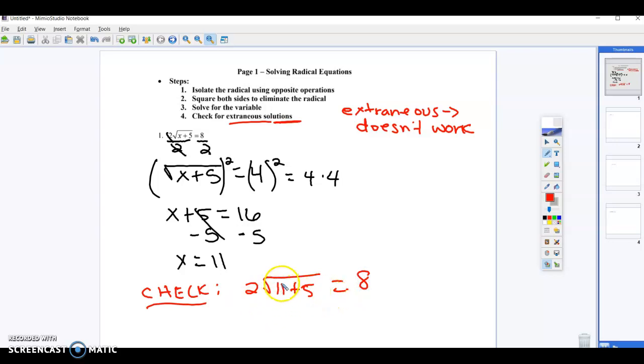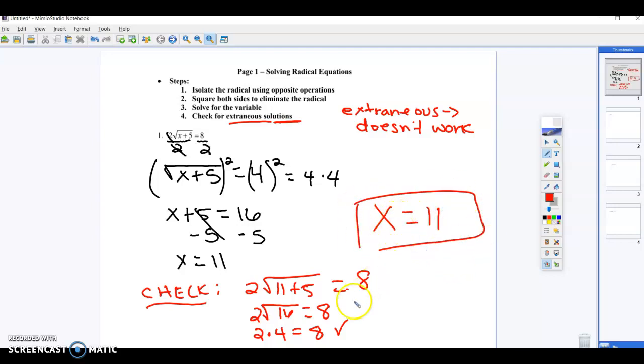First thing I'm going to do is simplify what's underneath the radical. So that's going to give me 11 plus 5, which gives me 16. And then the square root of 16 is going to give me 4. So that's 2 times 4, and that's going to give me 8. Since this works, it's 8 on this side and 8 on the other, your final answer is going to be x equals 11.